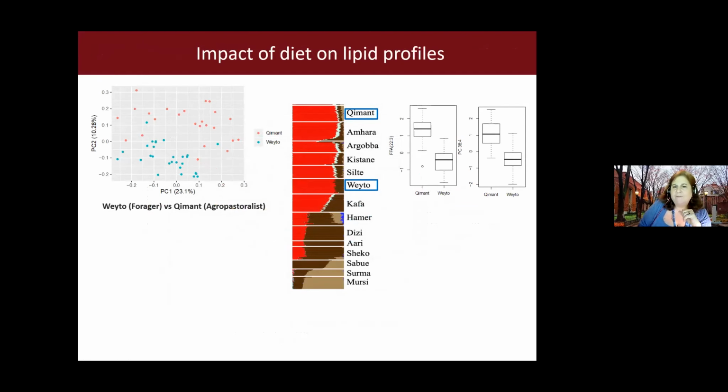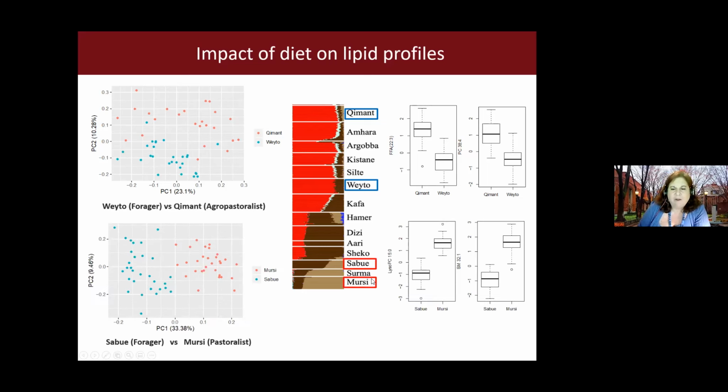We wanted to try to distinguish the role of genetics and diet on lipid profiles. If we look at, for example, these populations in Ethiopia, we're showing the inferred genetic ancestry. The Weto are foragers, the Kimont are agropastoralists. On the right, we can distinguish certain lipids that are significantly different between the groups. This shows the relative levels of the different lipids. The idea is, these groups have pretty similar genetic ancestry, but a really different diet. When we use principal components analysis based on the lipid profiles, we can easily distinguish them. That would suggest that diet is playing a really important role.